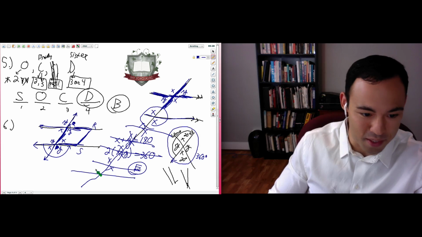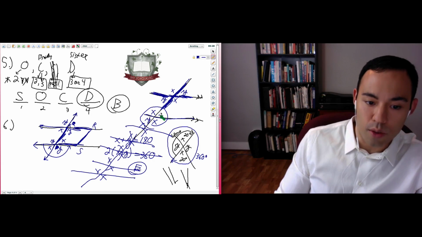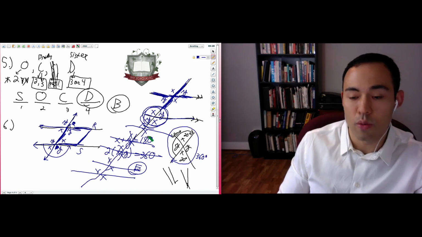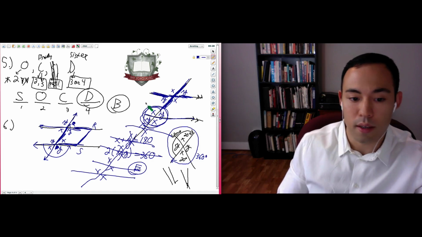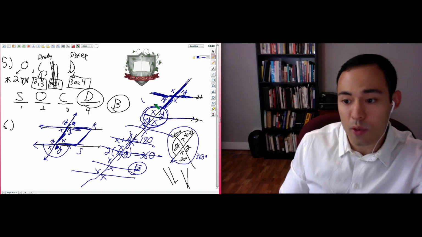I know the screen's getting messy, but I kind of get excited sometimes. And then these are all the y's. The x plus y's add up to 180, and 2x plus 2y, or 2 times x plus y, is going to be 360. Sometimes math teachers don't have time to explain all this.